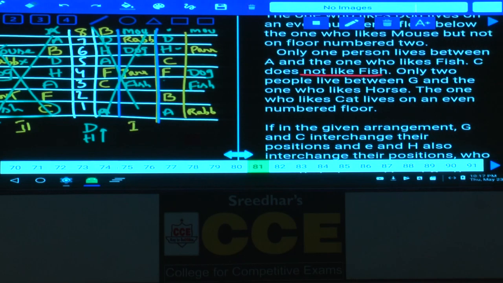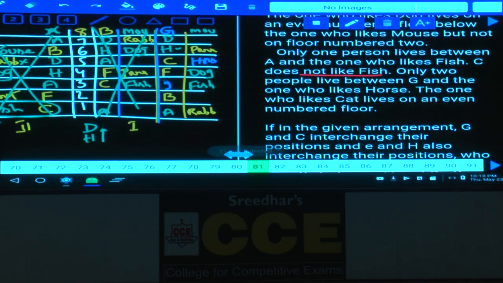The next one. Only 2 people live between G and the one who likes horse. Between G and the one who likes a horse, there must be exactly 2 people. Now if G is on the 3rd floor, only 2 people means a horse must be on the 6th floor, not possible. Hence, where should this G be? G must be on the top floor. If G is here, only 2 people between G and a horse, and the one who likes a horse must be on the 5th floor.